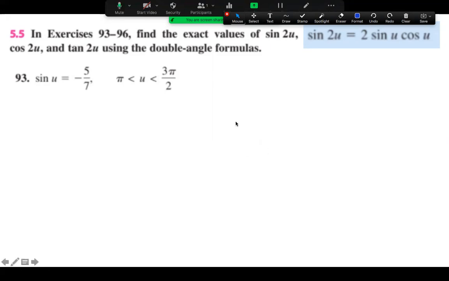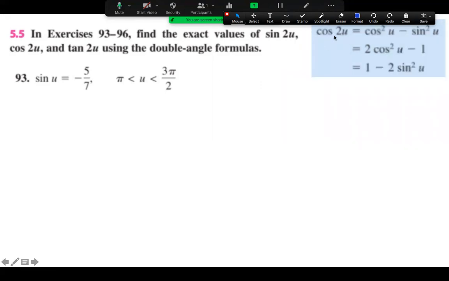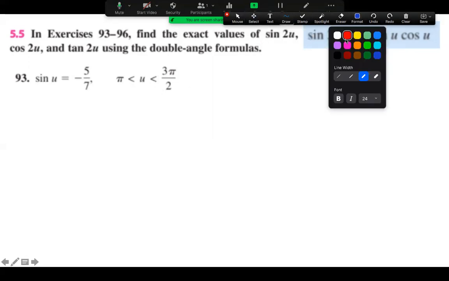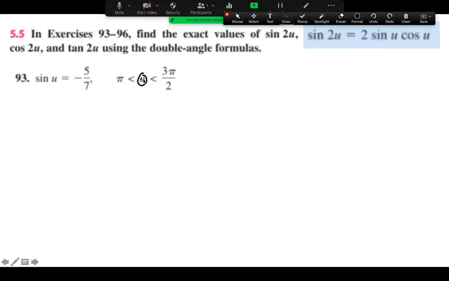All right, so we're going to go through this on 3 separate slides. We're going to do sine, and then on the next slide, cosine, and then tangent. So this is like 3 problems in one. All right, so the information, they tell us 2 things. The sine of the angle is -5/7, and our angle u, again, if you don't like u, you could make it theta if you want. Same thing, it just means the angle. The angle is sandwiched between pi, which is 180 degrees, and 3 pi over 2, which is 270 degrees.